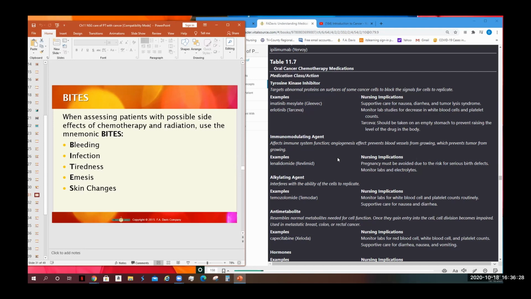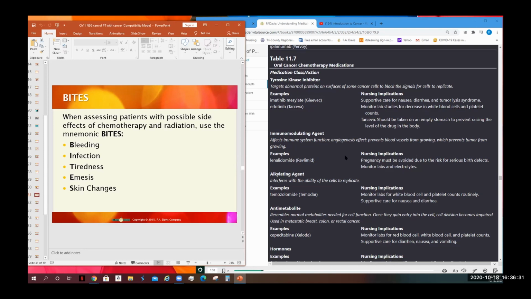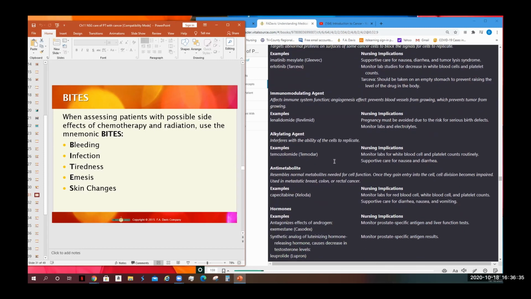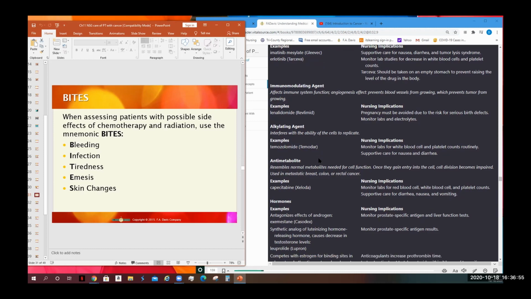labs and electrolytes. An alkylating agent interferes with the ability of the cells to replicate, and examples include temozolomide, also called Temodar. Nursing implications: monitor for white blood cell and platelet counts routinely and provide supportive care for nausea and diarrhea.